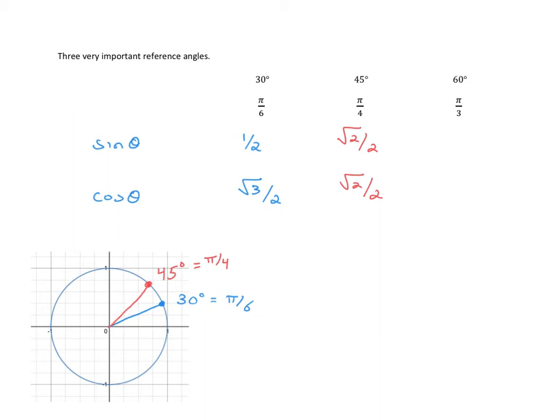Now, if you move over to 60 degrees, that's like right about there. This is a 60-degree angle, and in radians, that's pi over 3. The corresponding values for sine and cosine are root 3 over 2 for sine and 1/2 for cosine. It's good to know these and probably even commit them to memory.